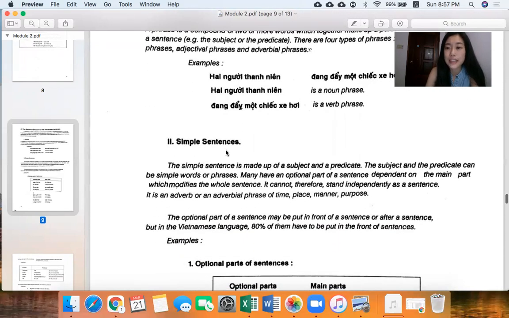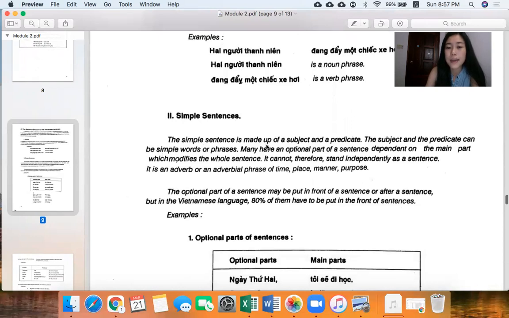2. Simple sentences. The simple sentence is made up of a subject and a predicate. The subject and the predicate can be simple words or phrases. Many have an optional part of the sentence dependent on the main part, which modifies the whole sentence. It cannot, therefore, stand independently as a sentence. It is an adverb or an adverbial phrase of time, place, manner, purpose. The optional part of a sentence may be put in front of a sentence or after a sentence, but in the Vietnamese language, 80% of them have to be put in front of sentences.